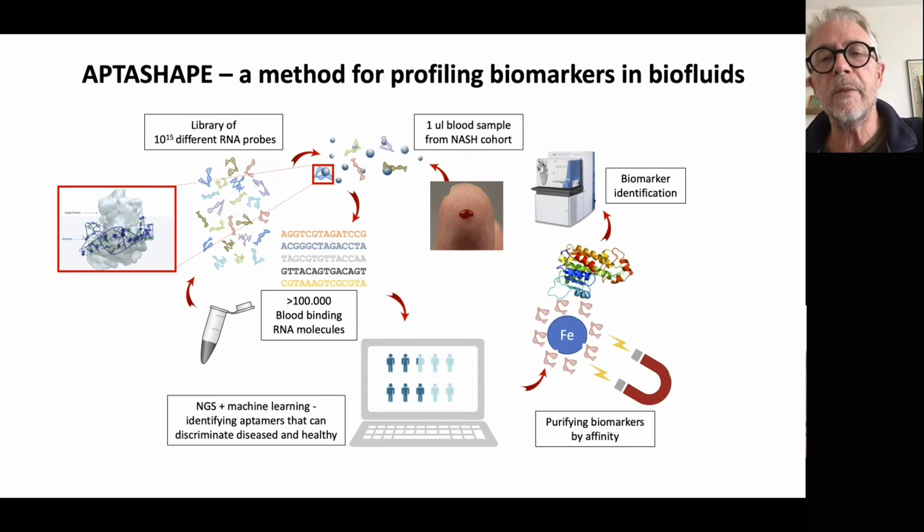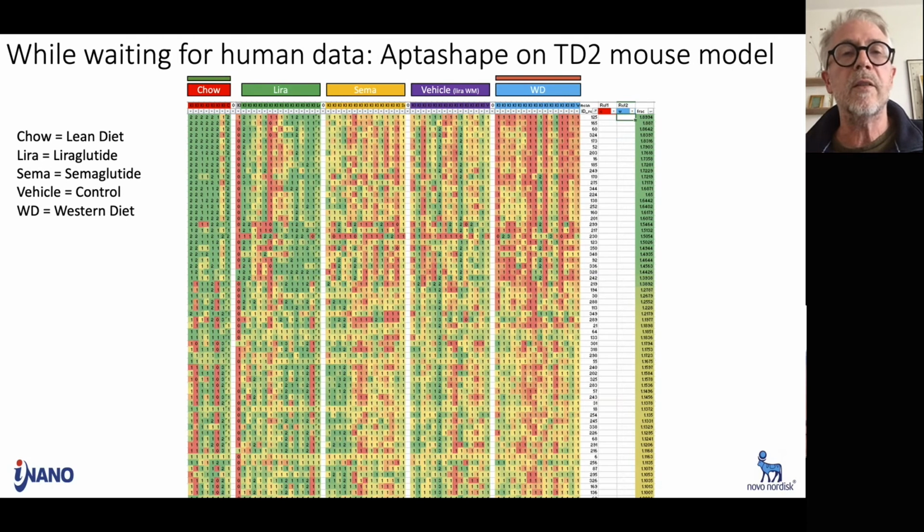Because these are RNA, we can separate the ones that are best at recognizing the disease, and we can synthesize them and put them on magnetic beads, and then we can pull down the proteins and use mass spectrometry to analyze the proteins. So this is the workflow we call AbsoShape, and this is the one that we applied to clinical samples and mouse blood samples in this project. So the result looks like this.